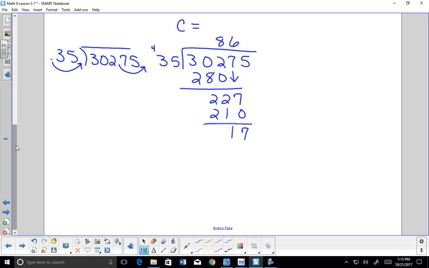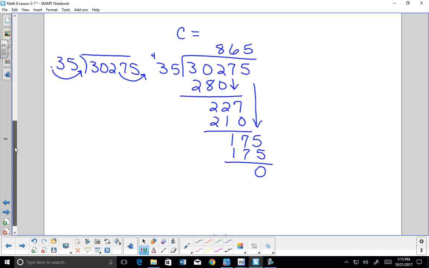How many times will 35 go into 175, or how many times will 3 go into 17? I'm thinking 5 times, because 3 goes into 15 5 times. 5 times 5 is 25. 5 times 3 is 15, plus 2 is 17. There we go. So I now know then that C equals 865.